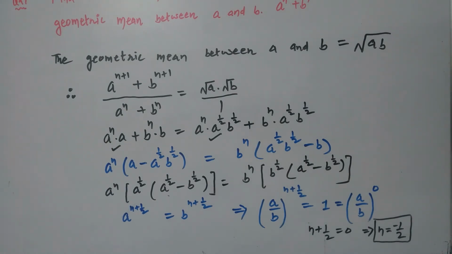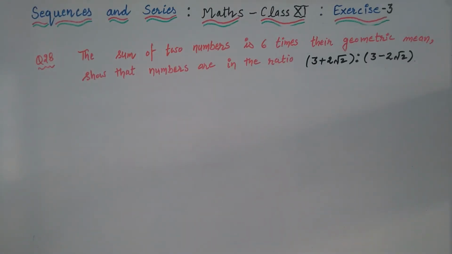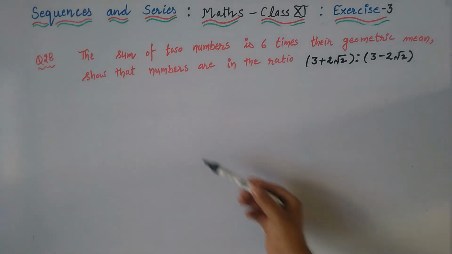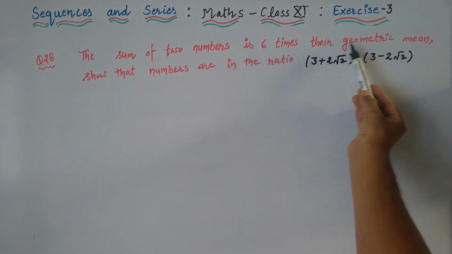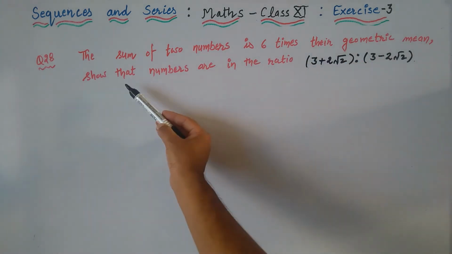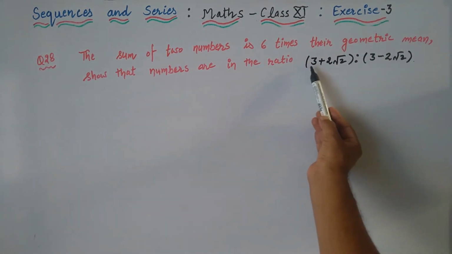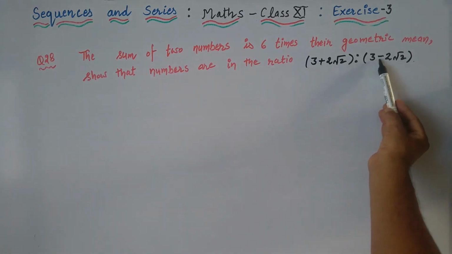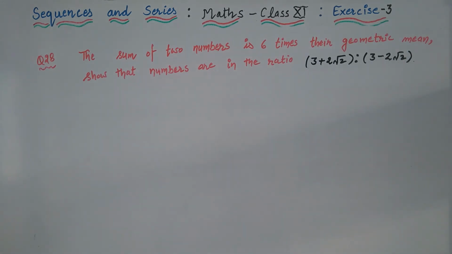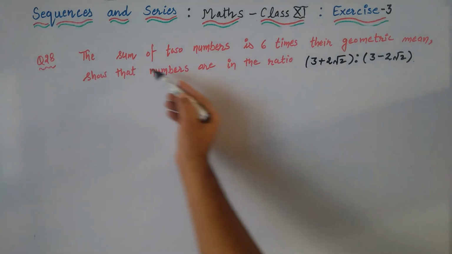Next question. Question number 28. This question is very very important from the examination point of view also. So let us see what is there in the statement. The sum of two numbers is 6 times their geometric mean. Show that the numbers are in the ratio 3 plus 2 square root 2 to 3 minus 2 square root 2.